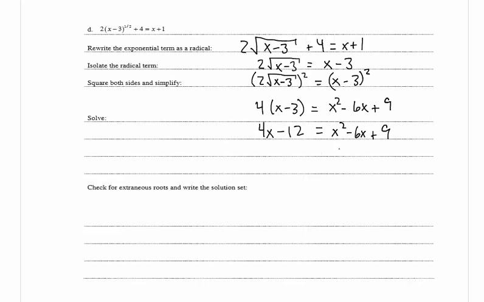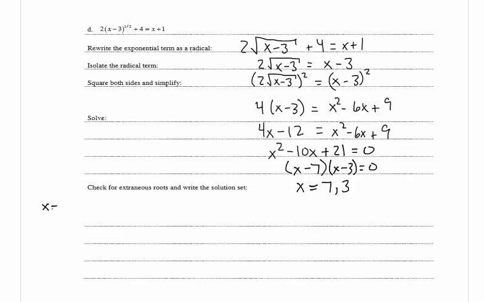And I'm going to move everything to one side of the equation, so I'm going to subtract 4x and add 12 to both sides. So we get x squared minus 10x plus 21 is equal to 0. And then write this in linear factors, so we have (x minus 7) and (x minus 3) equals 0. So our possible solutions are x is equal to 7 and x is equal to 3. And now we want to check them to make sure they're not extraneous solutions and write a solution set.